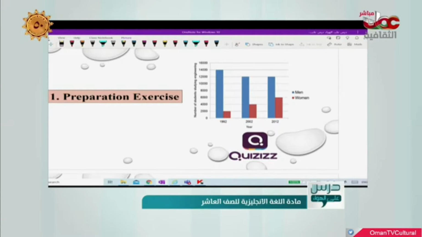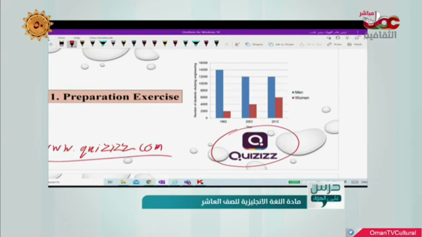So I want you to open your laptop or mobile if you have this program called quizzes.com. Quizzes, it's an app, okay? Or if you don't have mobile, you have a laptop, just open the website www.quizzes.com, okay? Quizzes.com. I hope the director will write it on the screen shortly.